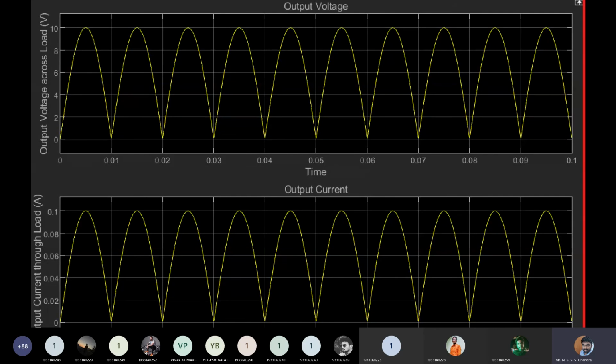Your output DC current will remain the same. Output DC voltage will remain the same. VRMS will remain the same. IRMS will remain the same. Your form factor. What is form factor?